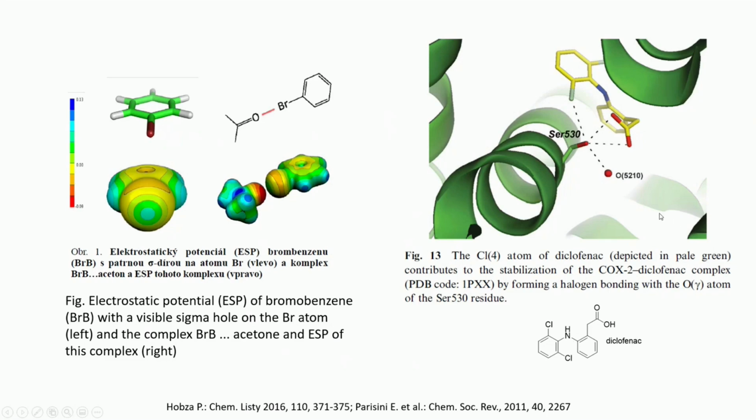And on the right side, you can see a picture from the Parisi article, where diclofenac, an anti-inflammatory non-steroidal drug, interacts with cyclooxygenase. It's the target of this non-steroidal anti-inflammatory drug, and there is a halogen bond visible between the chlorine of diclofenac and the serine hydroxy group in the cyclooxygenase structure.